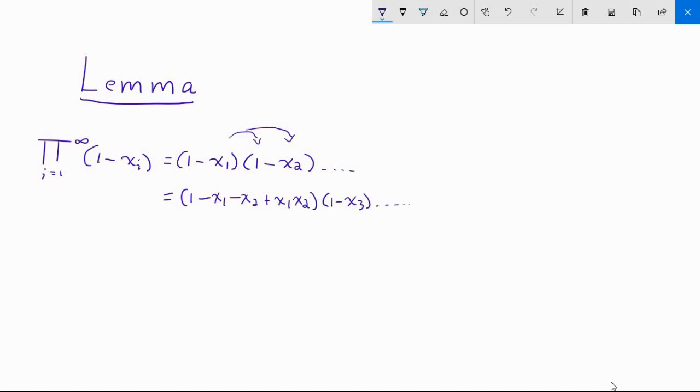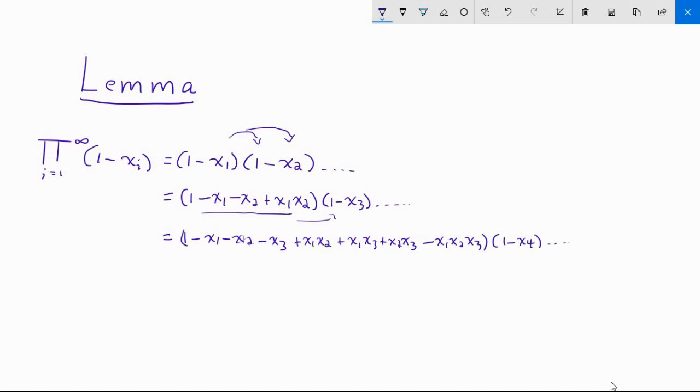Now we distribute this new term into the term involving 1 minus x3, in which case we're going to get 1 minus x1 minus x2 minus x3, and then we're going to add the multiples of each of these. So we'll have positive x1 x2, positive x1 x3, positive x2 x3, and finally we'll subtract off the triple product x1 multiplied by x2 multiplied by x3. And all of this is going to be multiplied by 1 minus x4 on the right, and so on and so forth for the higher terms.